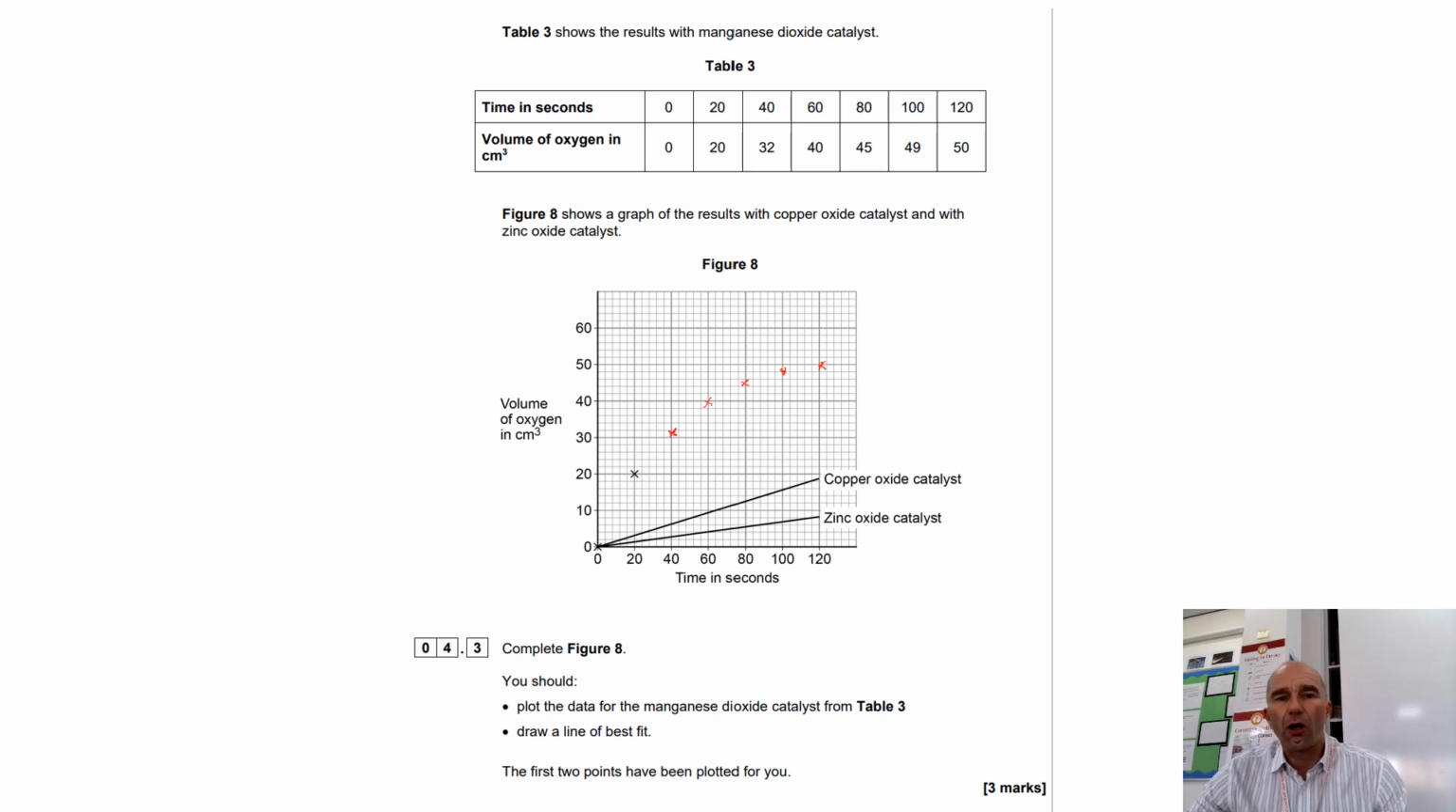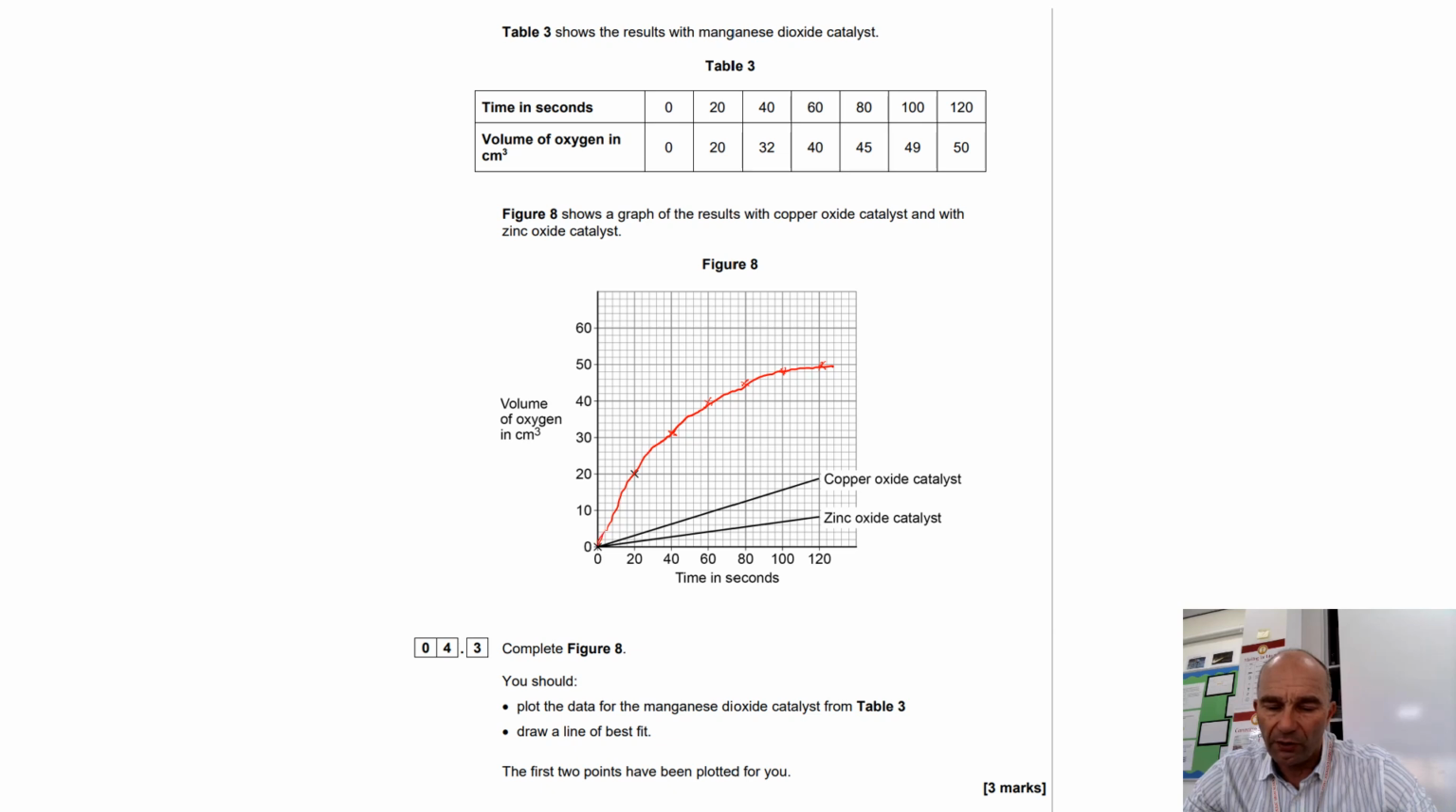You need to be within half a small square to get the marks. So we've achieved 2 marks there. We then need to draw a line of best fit. Now this clearly curves over. We need to make sure we start and go through every point, and you're better off with a slightly wavy line that goes through every single point than using a ruler.